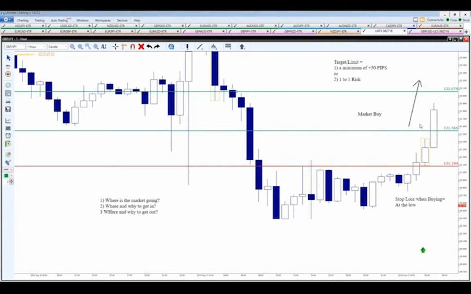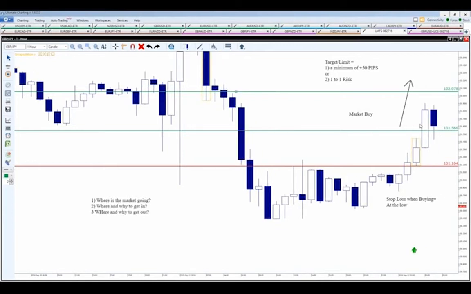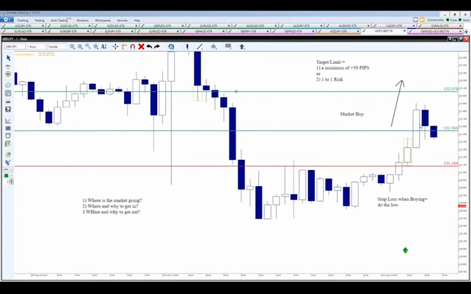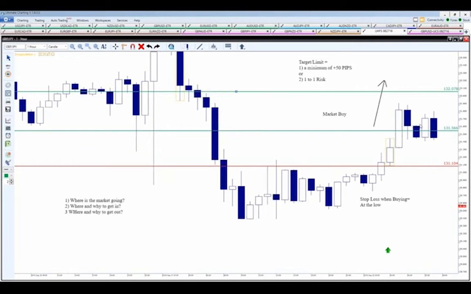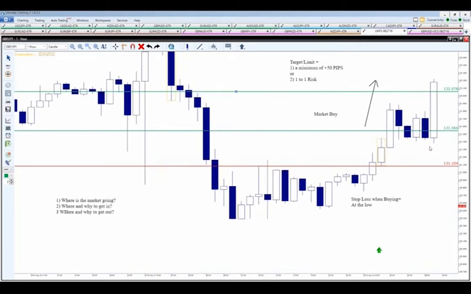So let's go ahead and see what's going to happen here. So 1 hour goes by, 2 hours go by, 3 hours, 4, 5 hours later, the market does in fact go up, triggers our target here. We're out of that trade and we just captured 50 pips in about 5 hours.